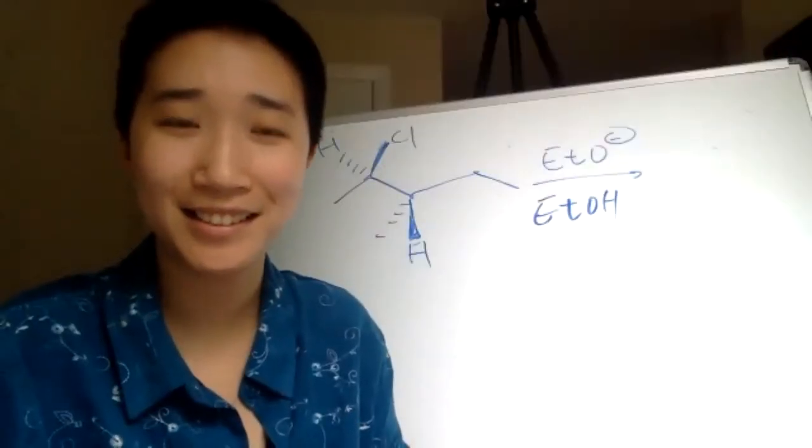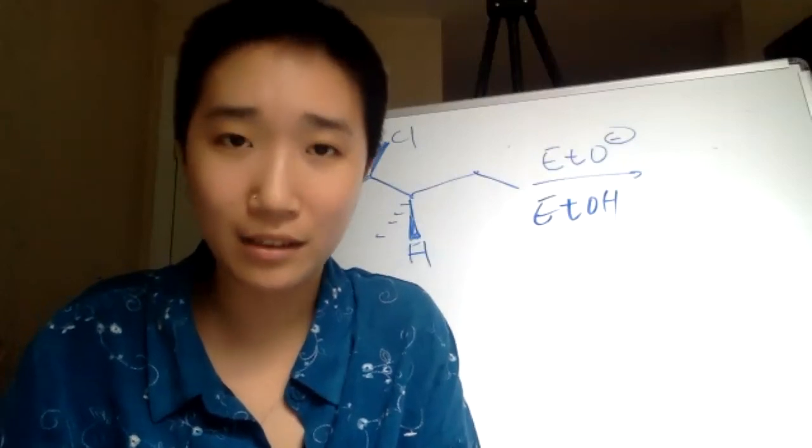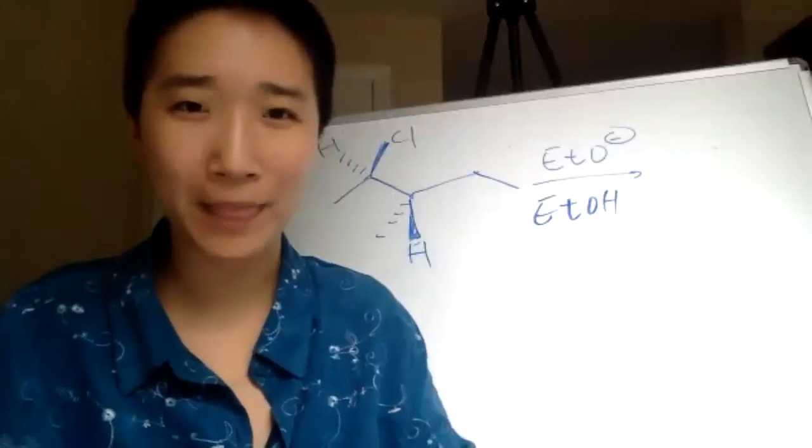Oh, okay. Yeah. EtO⁻ is also a strong base. EtOH is a weak acid. Also, that would mean EtO⁻ is going to be the strong base. Okay. All right. Thank you. You're welcome.